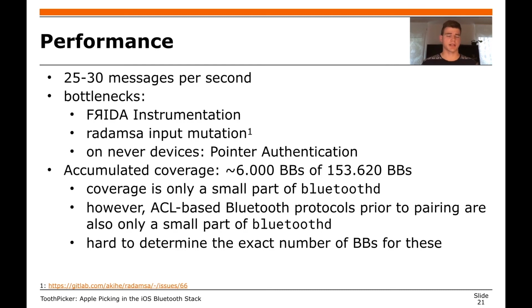So the first bottleneck is instrumentation. Instrumentation in general is costly. So all the FRIDA instrumentation that is required to obtain the coverage and some of the code that we had to implement for the filtering, this just adds overhead to the fuzzing process. Also, we're using Radamsa as input mutation, and we found that this input mutation accounts for about 20% of the time it takes to fuzz one message. So there's certainly room for improvement here.